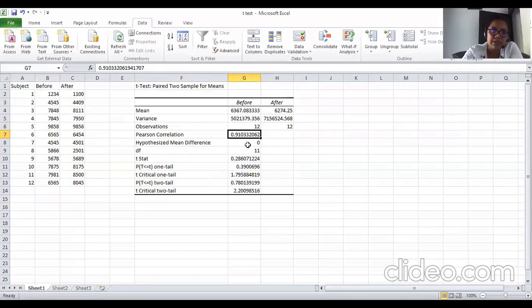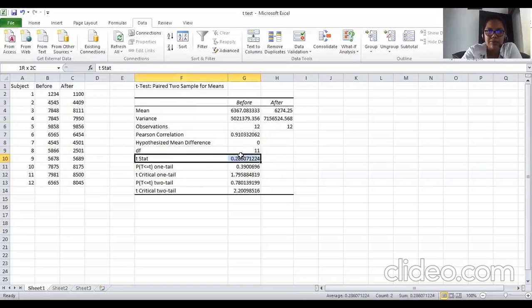The hypothesized mean difference means that in the null hypothesis, we have stated that the sales value before the training session would be equal to the sales value after the training session. So the hypothesized mean difference is zero. The degrees of freedom, n minus 1, is 12 minus 1, which is 11. The important things that you have to look into are the t stat value and the t critical two-tail value. Here there is a difference between one tail and two tail.